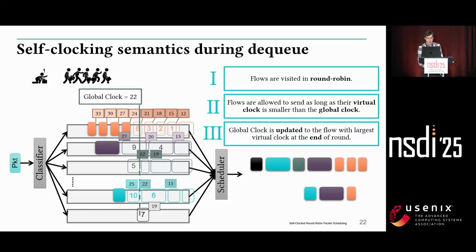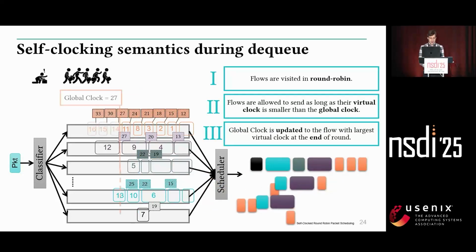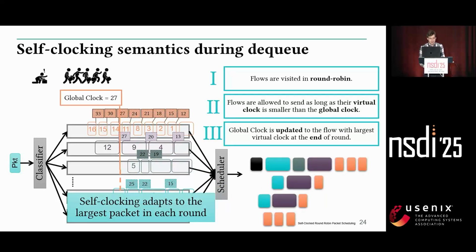So this is how the scheduling output looks at the end of the second round, the third round, and the final round. And looking at the scheduling output, the insight here is that we removed the quantum in round robin by replacing it with self-clocking. In fact, one of the key properties of SCRR is that its transmission granularity dynamically adapts to the maximum length packet in the network.